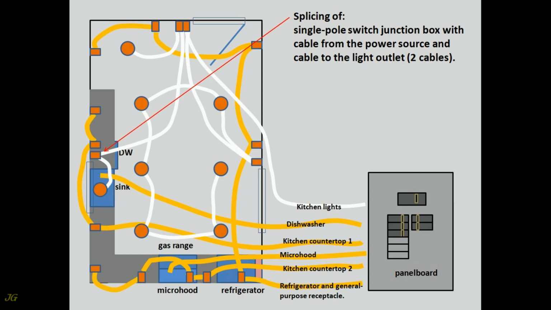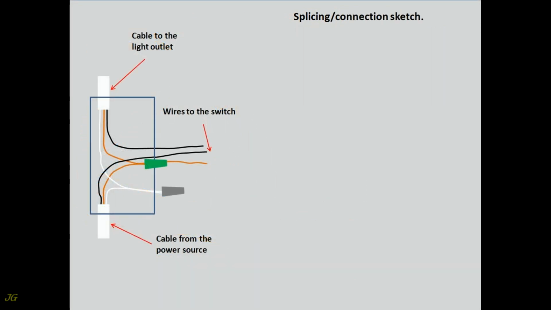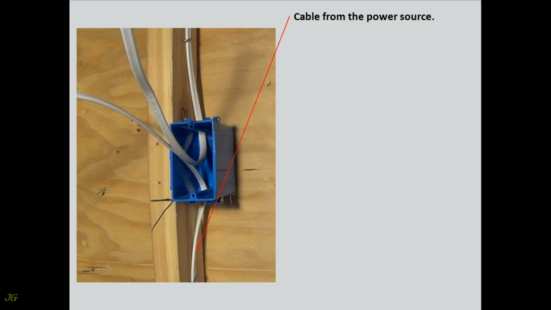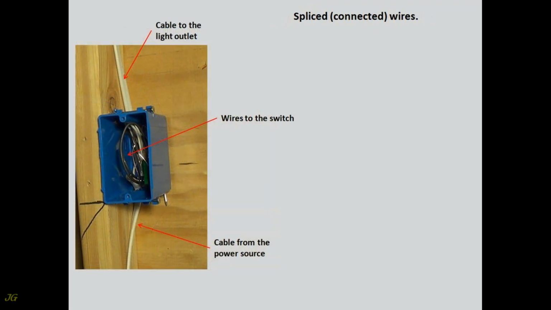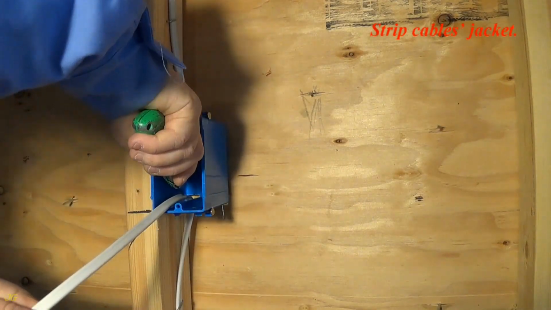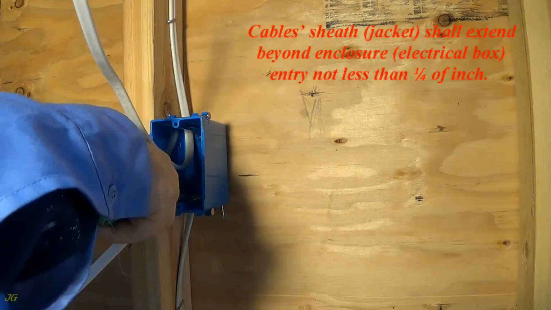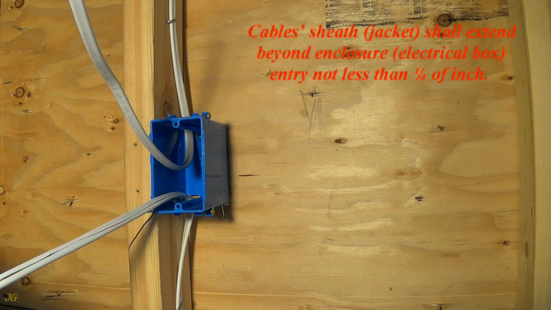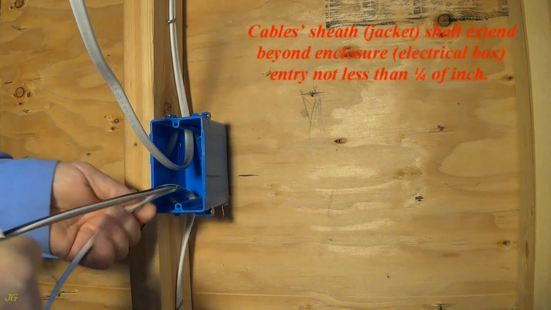Splicing of single pole switch junction box with cable from the power source and cable to the light outlet, 2 cables. Splicing, connection sketch. Cable to the light outlet. Cable from the power source. Spliced, connected, wires. Strip cables jacket. Cables sheath, jacket, shall extend beyond enclosure, electrical box, entry not less than 1/4 inch.